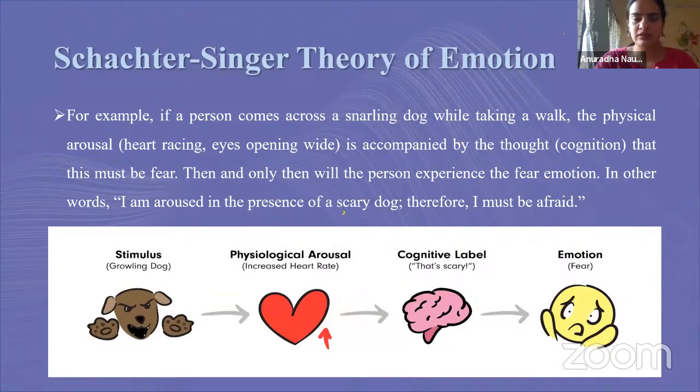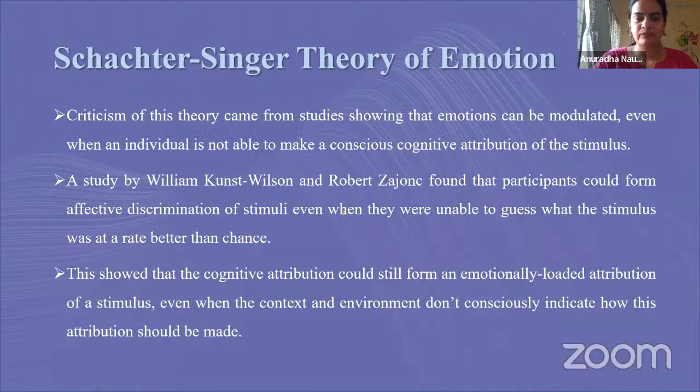As you can see in the picture, a dog is growling, heart rate is increasing. There is cognitive labeling of the emotion. Okay, this is scary. This is making my heart jump. I am now scared. That is my emotion. My emotion is of fear. This theory also had its critics.